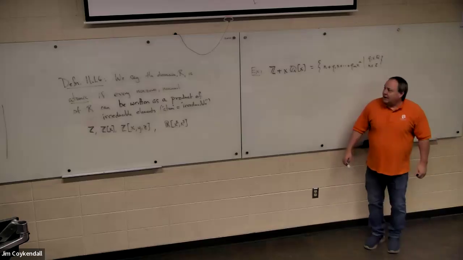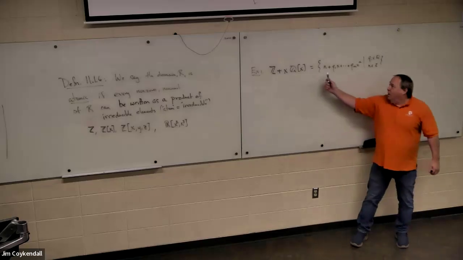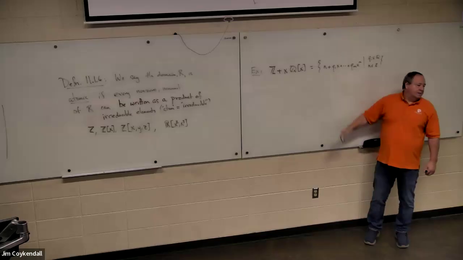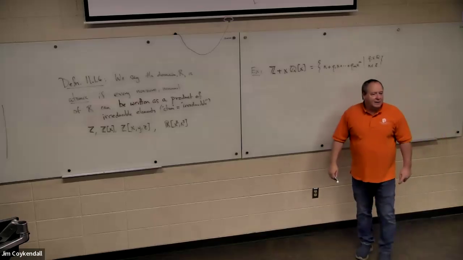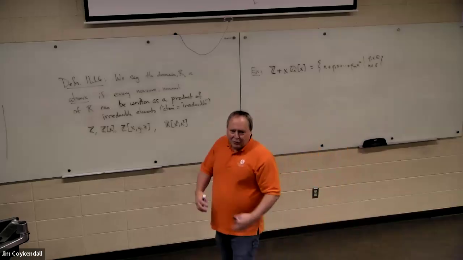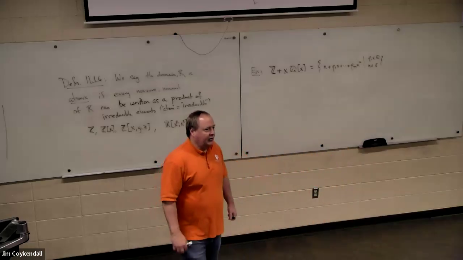And here's the frustrating thing. If I change this Z to Q, so if instead of just letting this be integers, I let it be all rational numbers, not only is this atomic, but it's got the fundamental theorem of arithmetic. Everything factors uniquely into primes. But this one, it's not atomic. Does anybody see anything in there that you can always keep factoring something out of? It never stops?